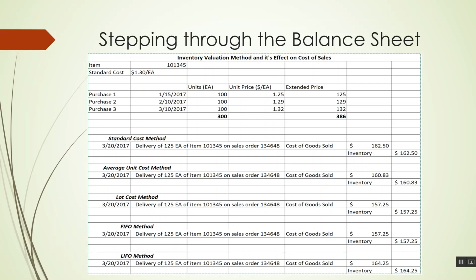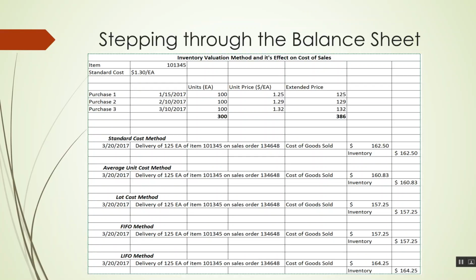Now, we go ahead and start transacting. This is, say, a purchased product. We start executing purchases for this good and bringing the product into inventory. So we have a purchase in January where we bought 100 units of it at $1.25. In February, we bought another 100 units at $1.29. In March, we bought another 100 units for $1.32. Okay, so now we have all that inventory in stock.